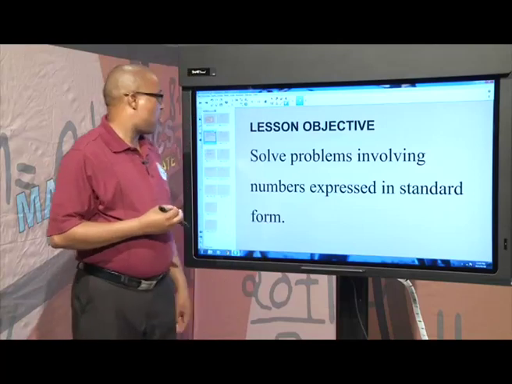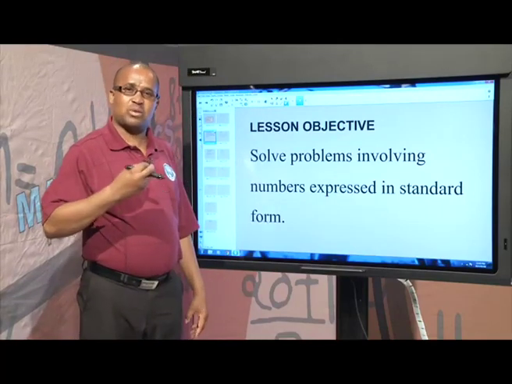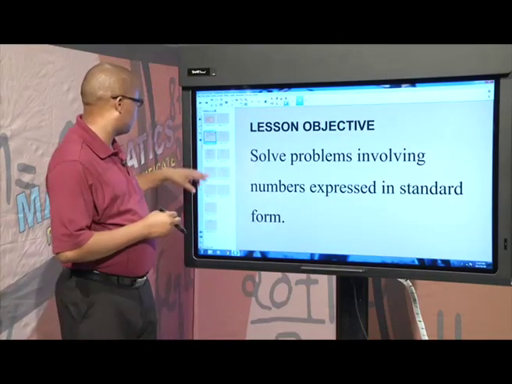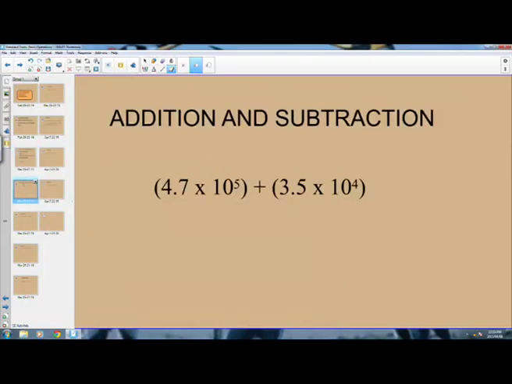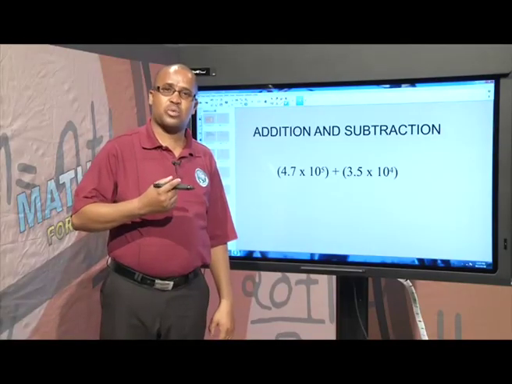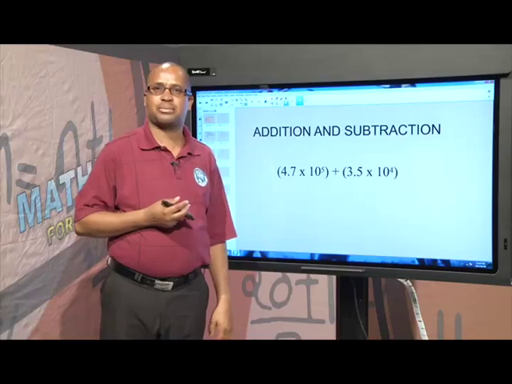Now, before we can move on with this, let us have a look at what standard form really is. A number is in standard form if it is written in the form m times 10 to the power n. And we need to note that here, the n should be either a positive or a negative integer. Then, let me invite Theko here to ask a question so that we can develop our discussion.